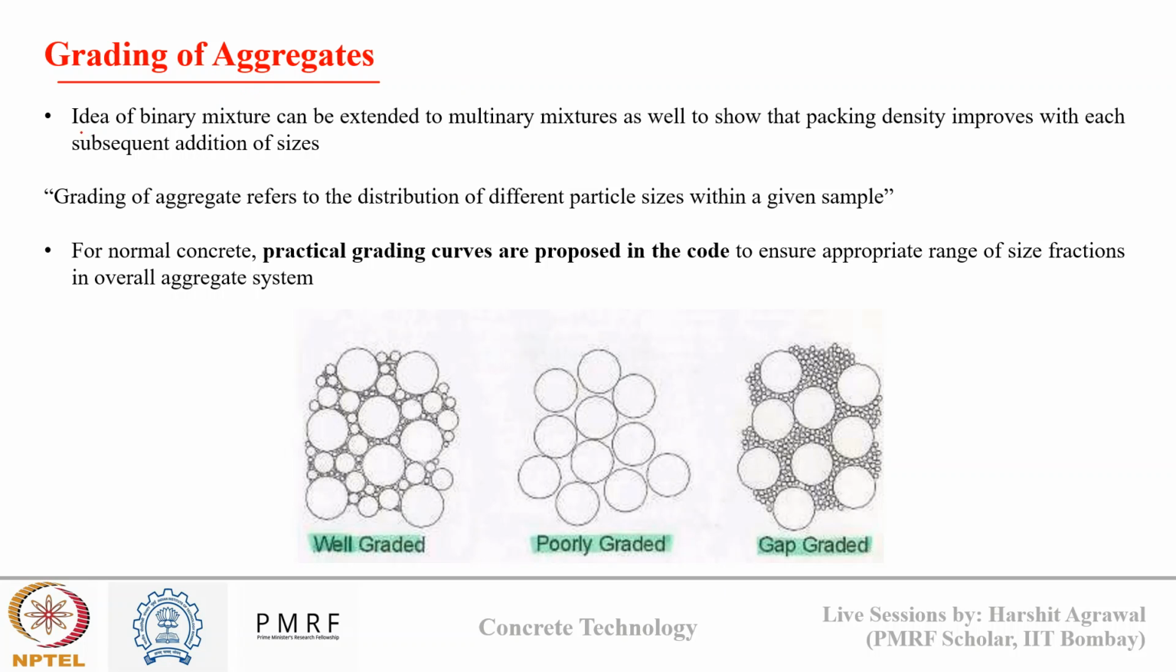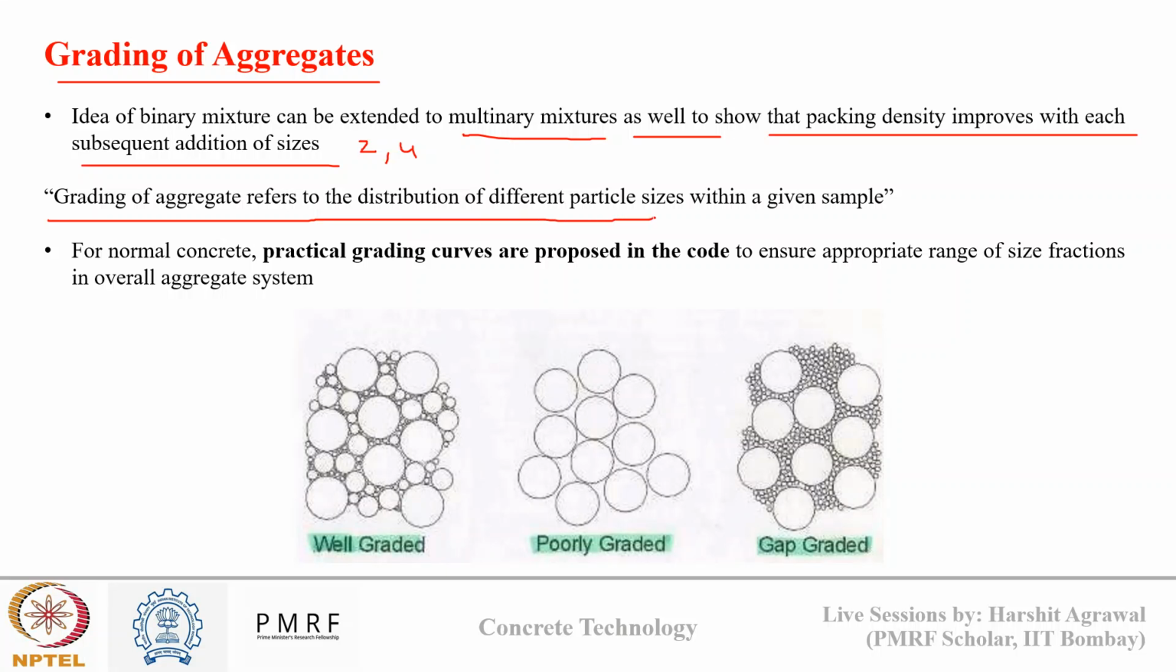The idea behind a binary mixture can be extended to multinary mixtures as well, to show that packing density improves with each subsequent size addition. So instead of two sizes of particles, if I take four or six or eight sizes of particles, I can further improve my packing density. Grading of aggregate refers to the distribution of different particle sizes within a given sample. So in a given sample, what different sizes of particles are available is determined by the grading of aggregate.